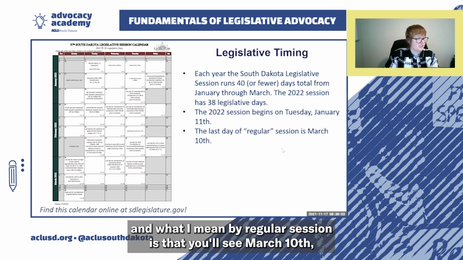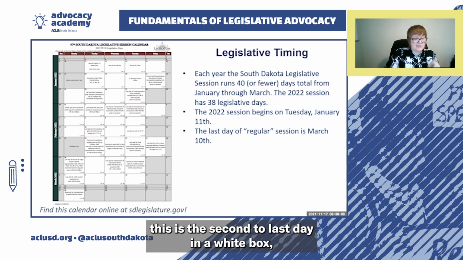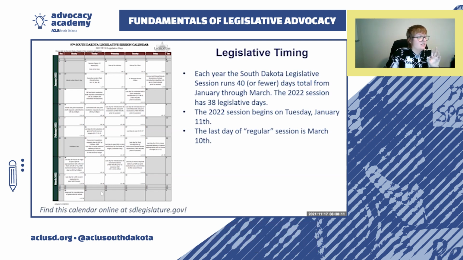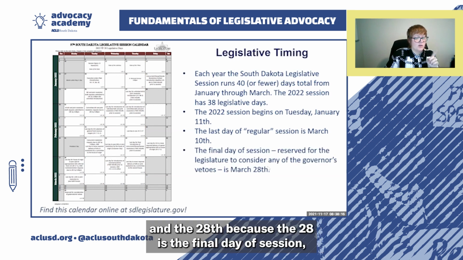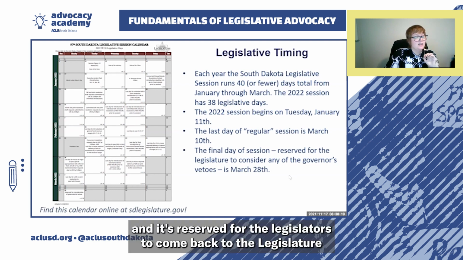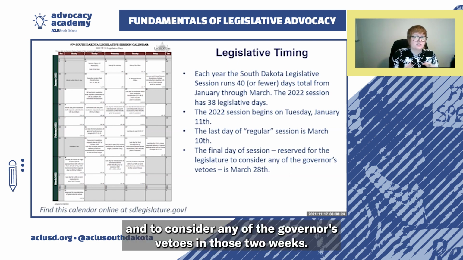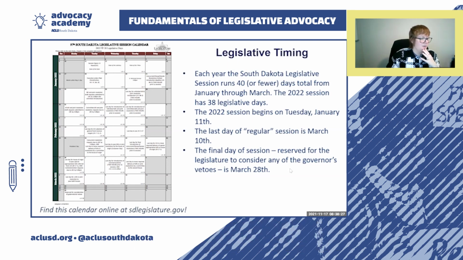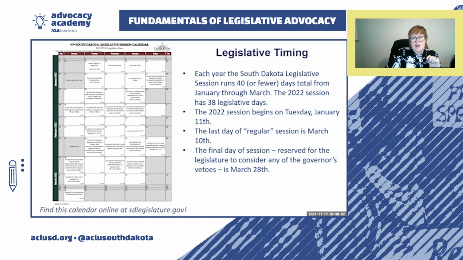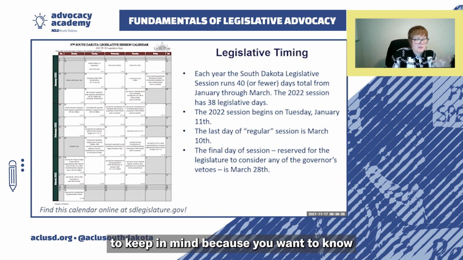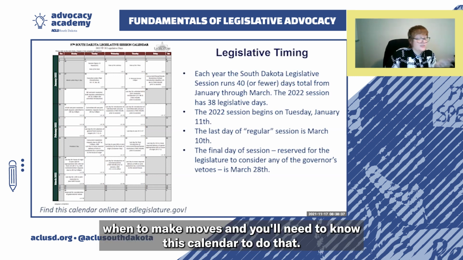And what I mean by regular session is that you'll see March 10th is the second to last day in a white box. And there's 2 weeks that are grayed out in between the 10th and the 28th, because the 28th is the final day of session, and it's reserved for the legislators to come back to the legislature and to consider any of the governor's vetoes in those 2 weeks. So March 28th is the last official day of legislative session. And this is a really important calendar to keep in mind, because you want to know when to make moves, and you'll need to know this calendar to do that.